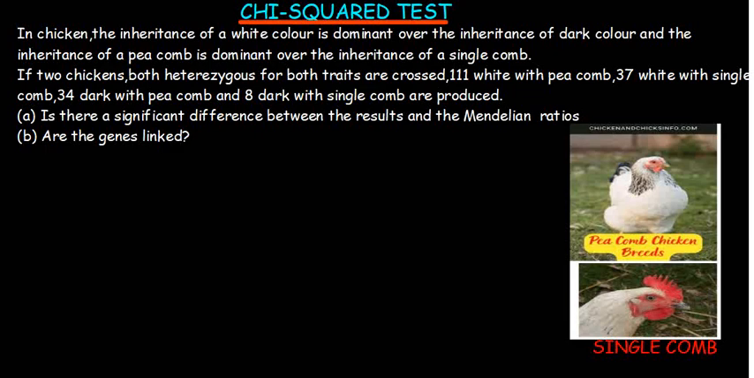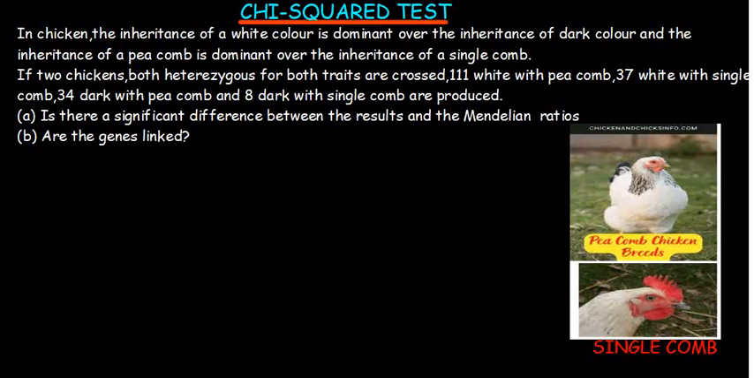In chicken, the inheritance of a white color is dominant over the inheritance of dark color, and the inheritance of a pea comb is dominant over the inheritance of a single comb. If two chickens, both heterozygous for both traits, are crossed, 111 white with pea comb, 37 white with single comb, 34 dark with pea comb, and 8 dark with single comb are produced, is there a significant difference between the results and the Mendelian ratios?